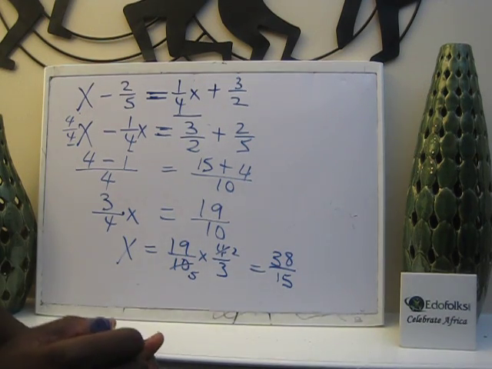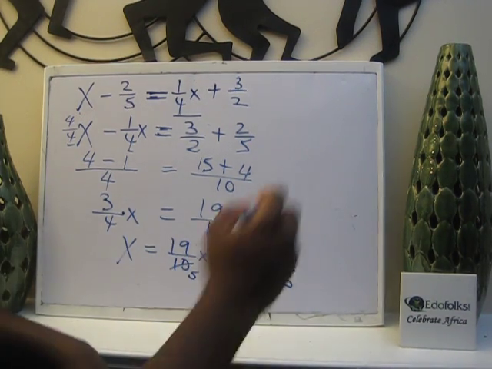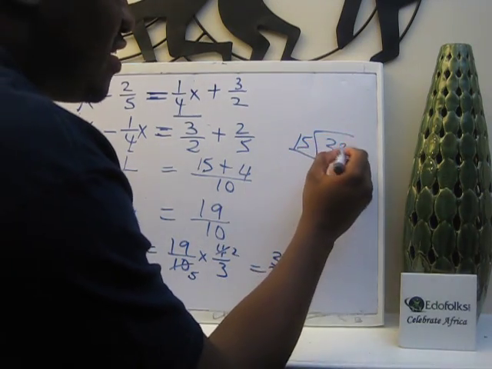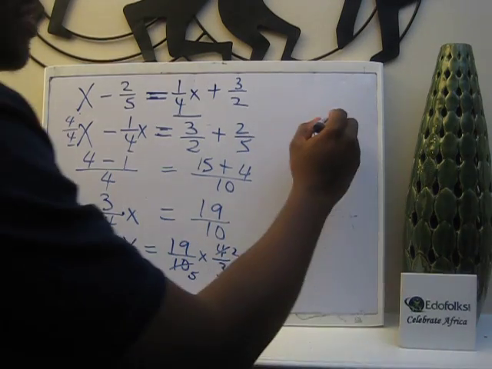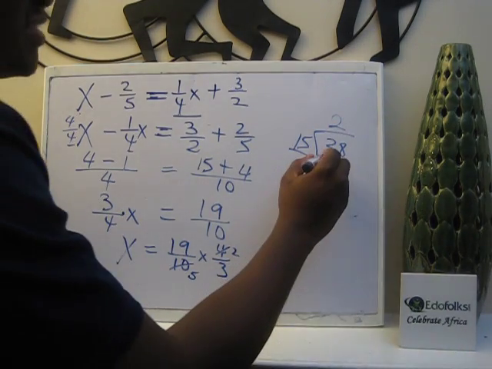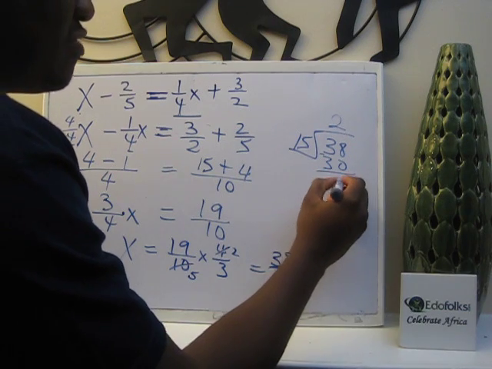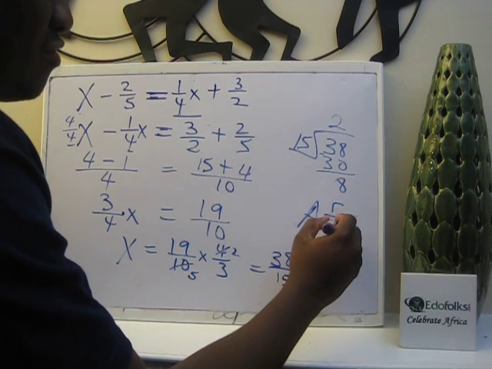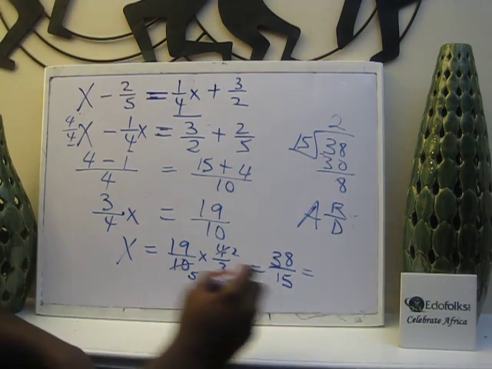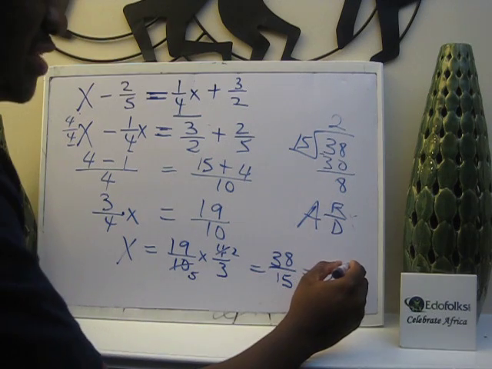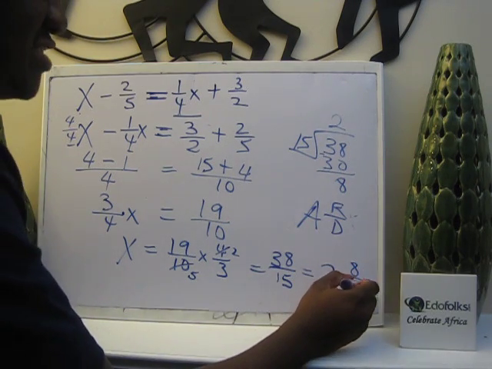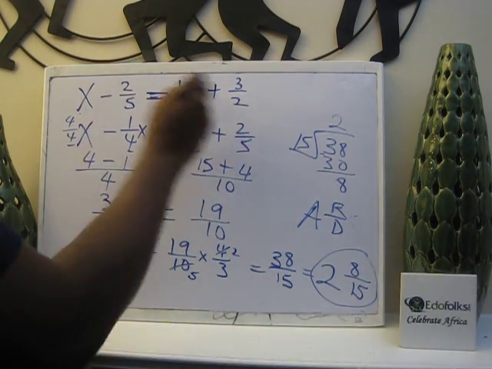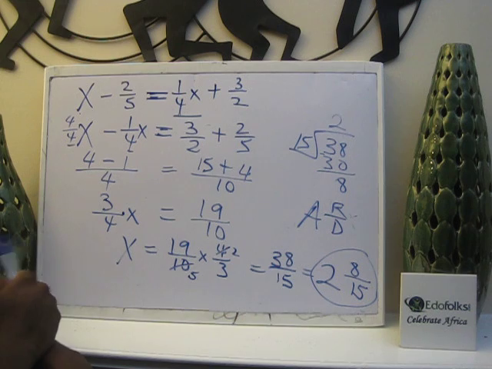38 is too big for 15, so we have to change it to a mixed number. So we do the math. 15, the denominator, is always outside. 38, the numerator, is inside. 15 into 38 will be 2 times. 15 times 2 is 30. And when you subtract that, you get a remainder of 8. So it's always answer, remainder, over denominator. So the answer was 2. The remainder was 8. And the denominator, of course, never changes, and it's 15. So the unknown, which is x, of this problem is 2 8/15.